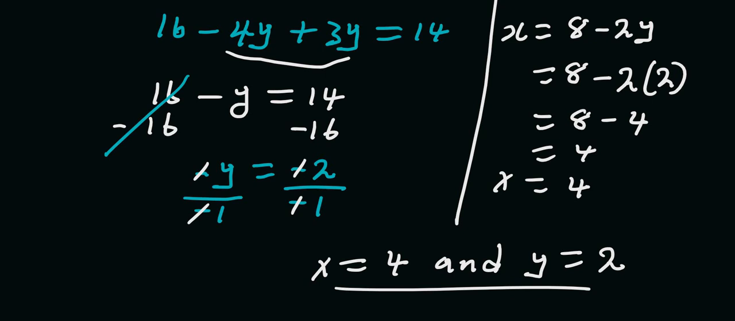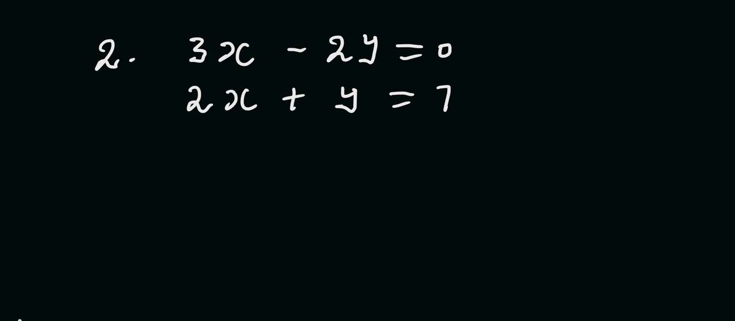All right, so now let's move on to question number 2. All right, so question 2, we have 3x minus 2y equals 0 and 2x plus y equals 7. Remember, the first step is to label them. This is equation 1 and this is equation 2.